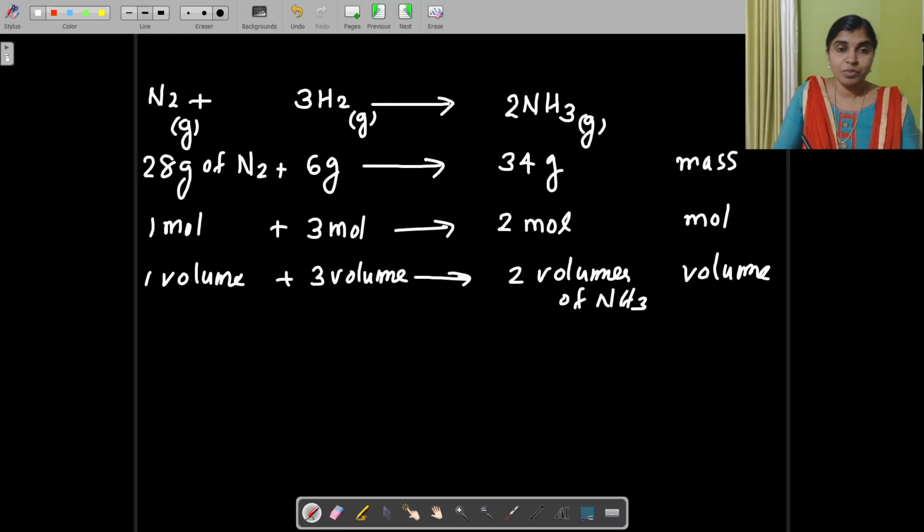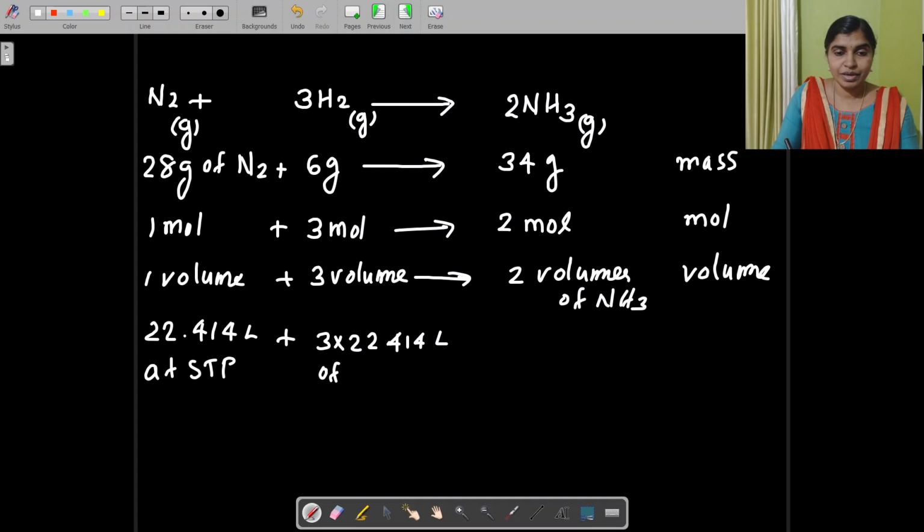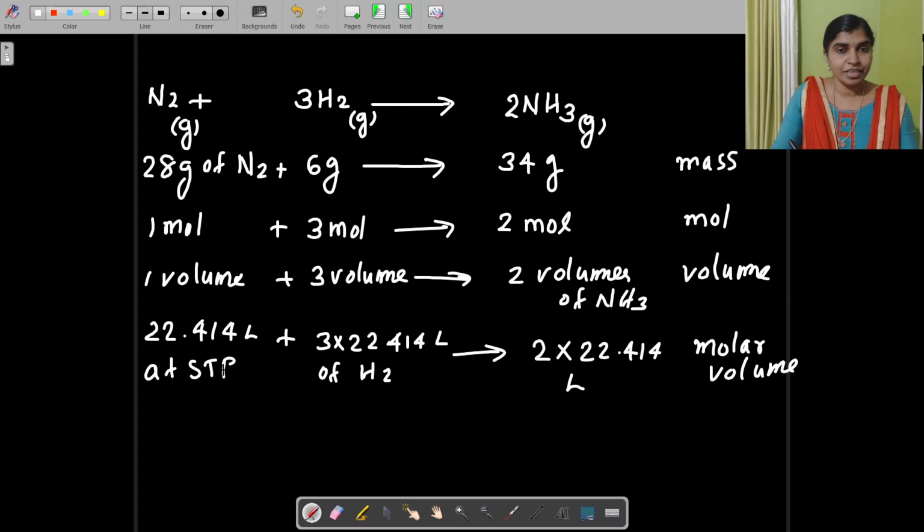And if it is molar volume at STP, 1 mole of nitrogen requires 22.414 liters to occupy. So what about the hydrogen? It is 3 times the volume of nitrogen, that is 3 into 22.414 liters of hydrogen at STP. And that can produce 2 volumes, that means 2 into 22.414 liters at STP. So this gives the molar volume relationship of reactants and products.